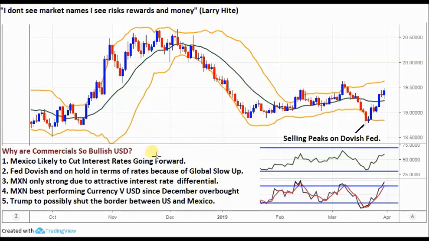Now, in terms of the COT net trader positions, again, just before I draw my levels, why are the commercials so bullish the USD?